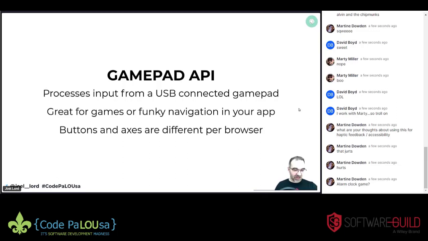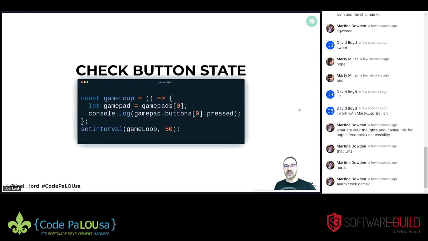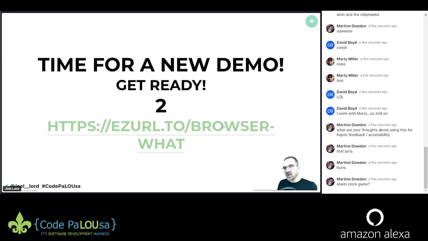One thing that you need to know, though, is that the button and axis can change from one browser to the other. So it's kind of hard to get some consistency between the various browsers. Apart from that, they work in the same way. So you will add an event listener for gamepad connected. Once the gamepad is connected, you will have a game loop, and then you'll just check if the gamepad button is pressed. So you'll have to experiment with your buttons a little bit. For the alarm clock game, I'll let you get this other demo up and running.